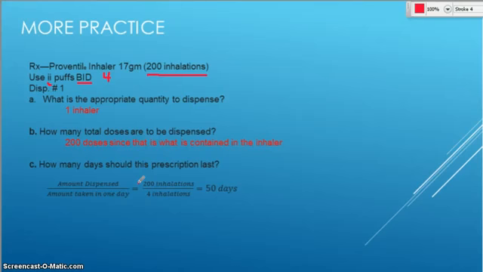And remember, a puff is the inhalation. So we said 2 of them twice a day is 4 puffs, so that's what goes on the bottom. So 200 divided by 4 gives me 50 days. So this prescription should last 50 days if used as directed.